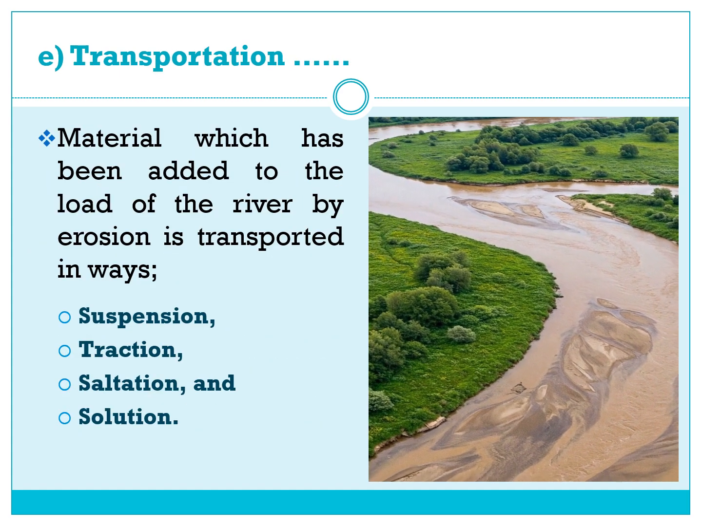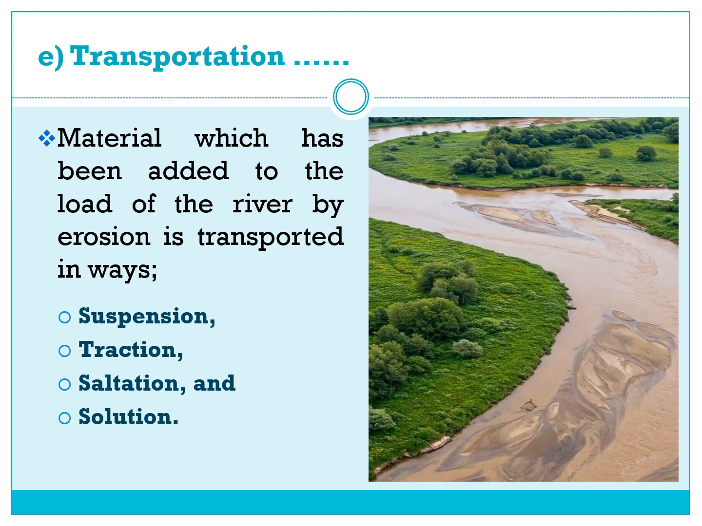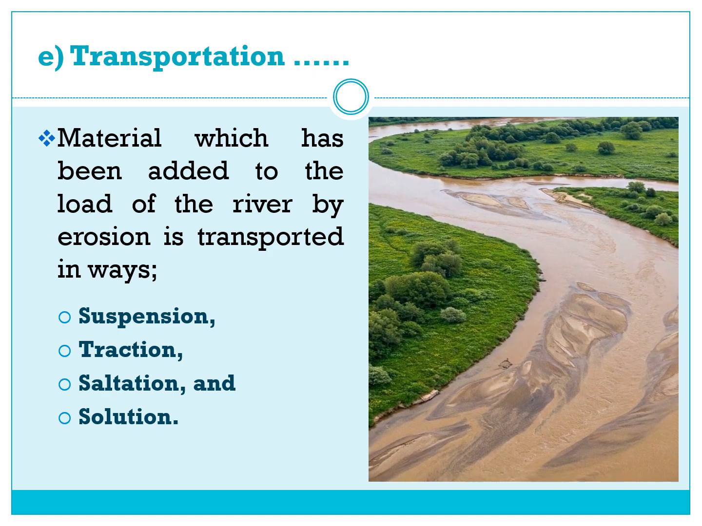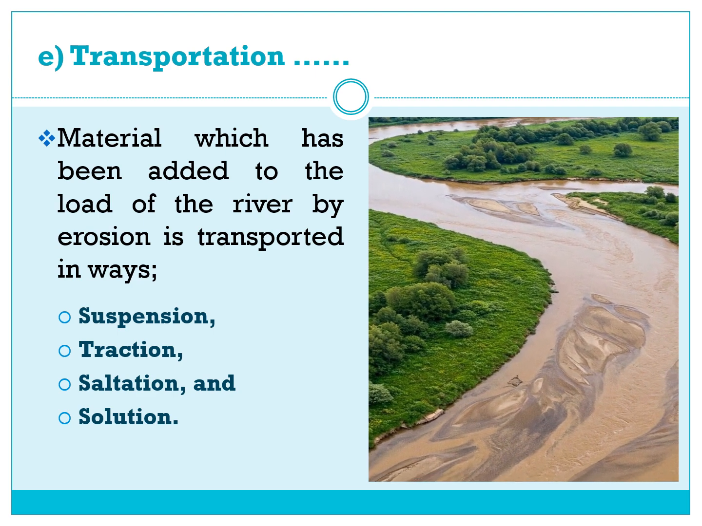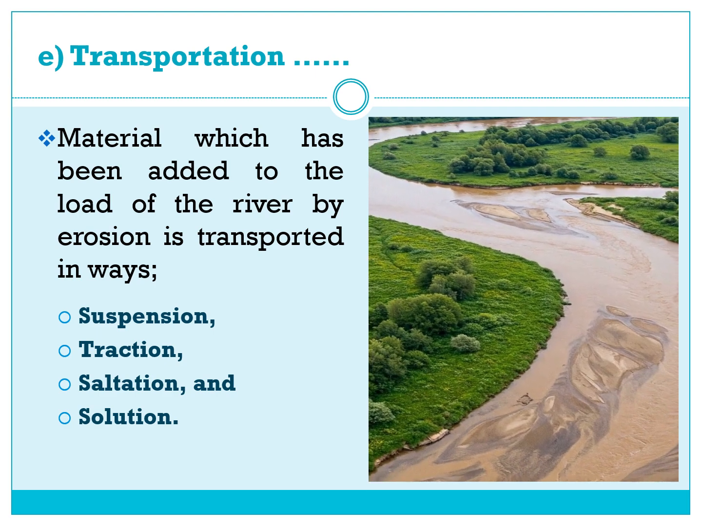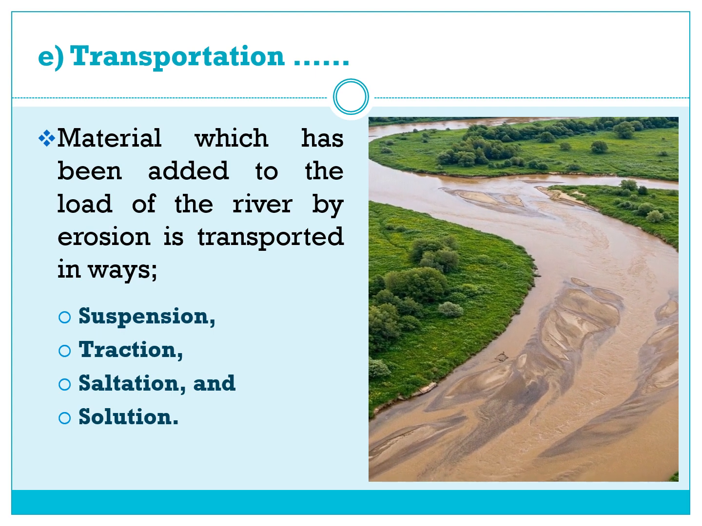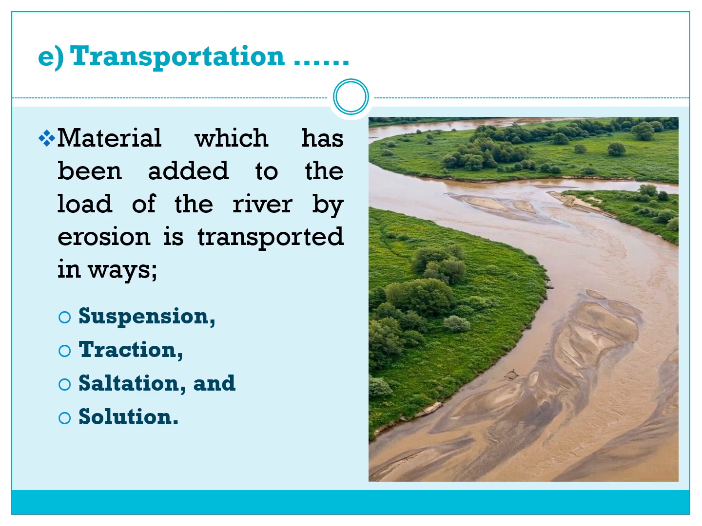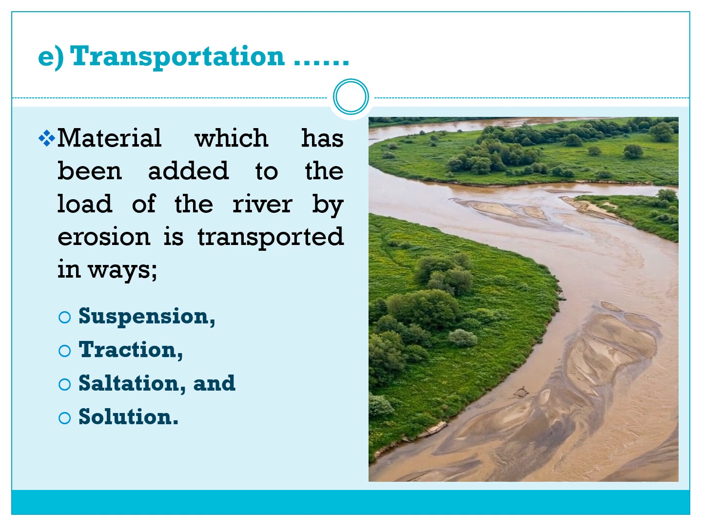Transportation. Material which has been added to the load of the river by erosion is transported in the following ways. Suspension. Suspension is the process where fine particles like silt and clay are kept afloat within the water column by the turbulence of the flow. These particles are so small and light that the upward current within the water can counteract the force of gravity, keeping them suspended. The muddier the water, the higher the suspended load. The more turbulent the river, the larger the particles it can carry in suspension.